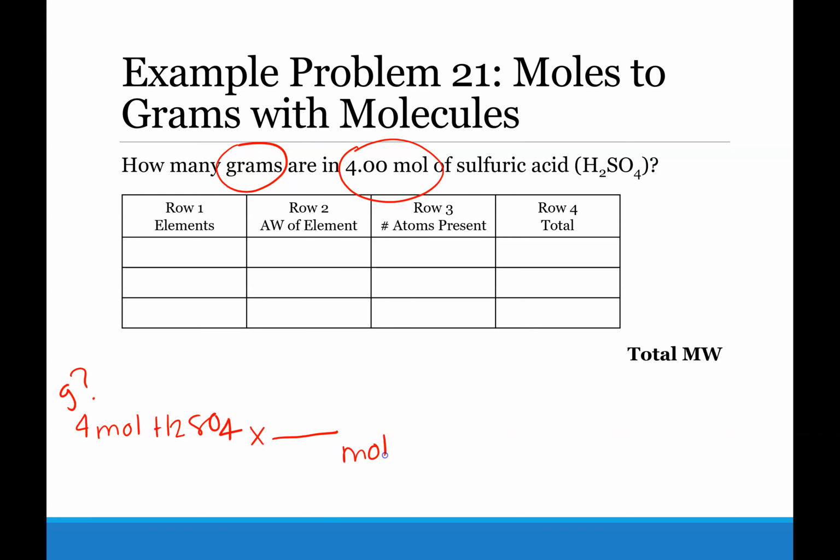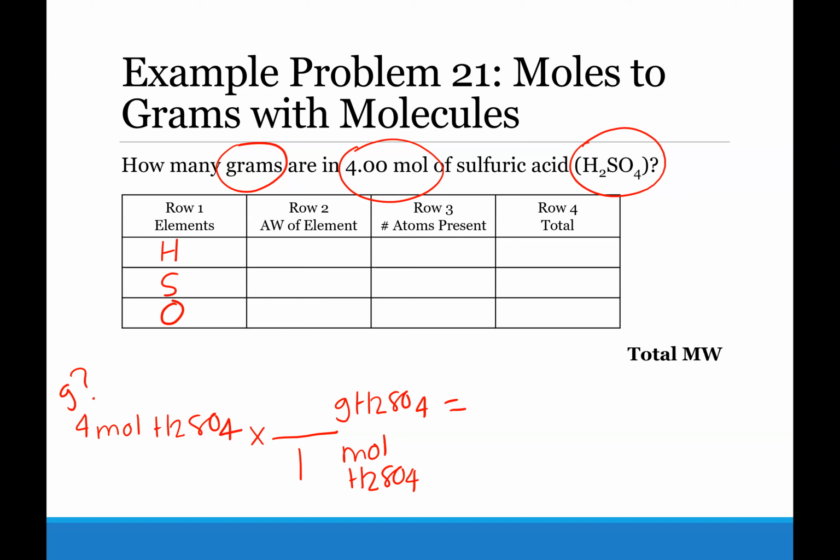Moles go on bottom, and grams go on top. So in 1 mole, we have to find out the amount of grams by taking the molecular weight. So there is hydrogen, sulfur, and oxygen.